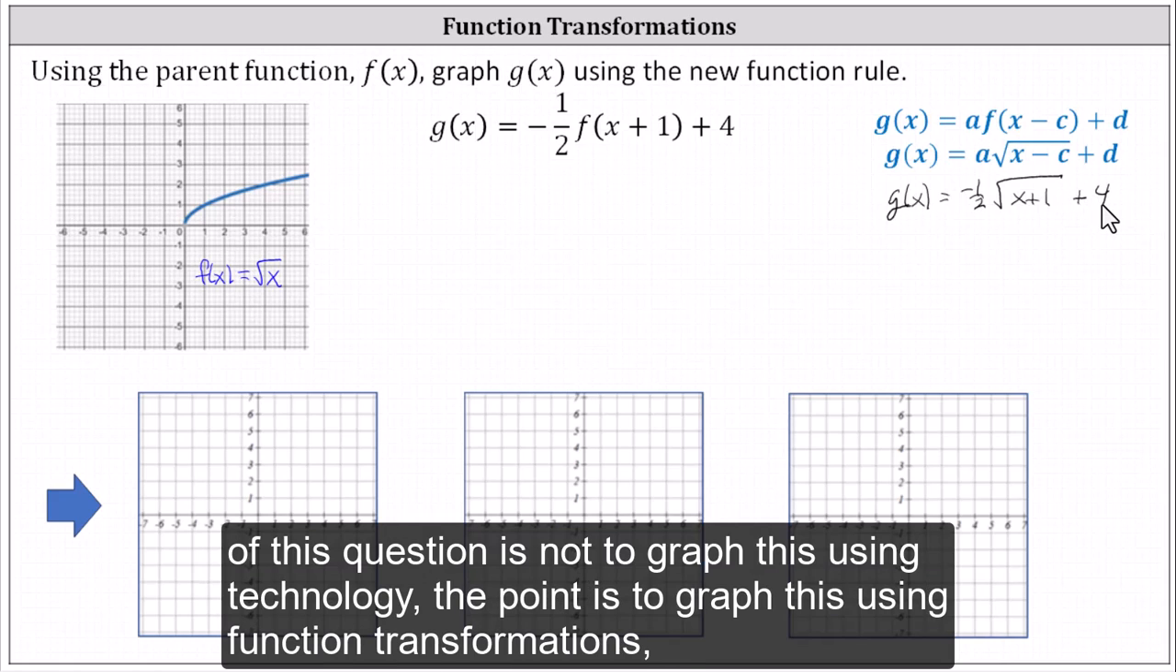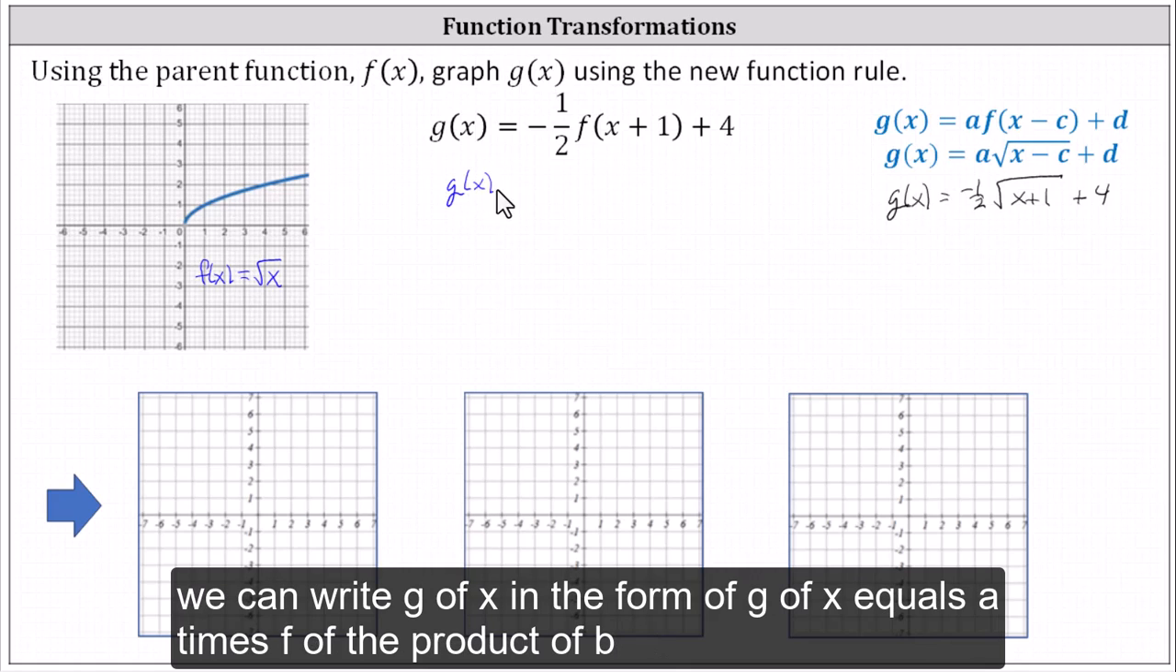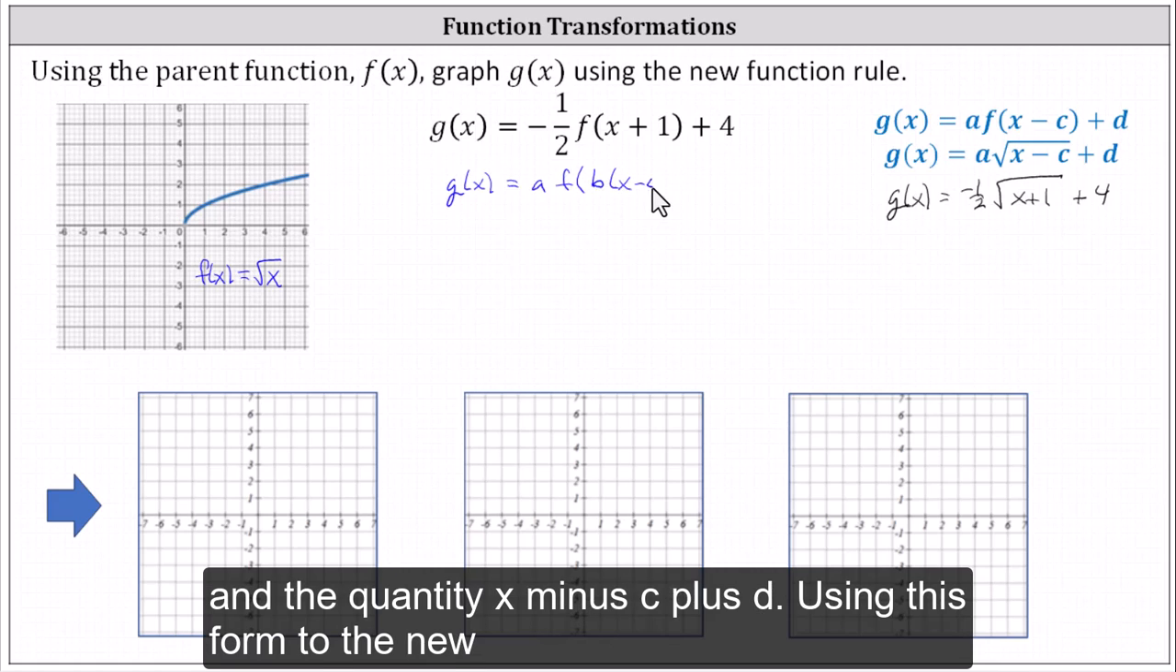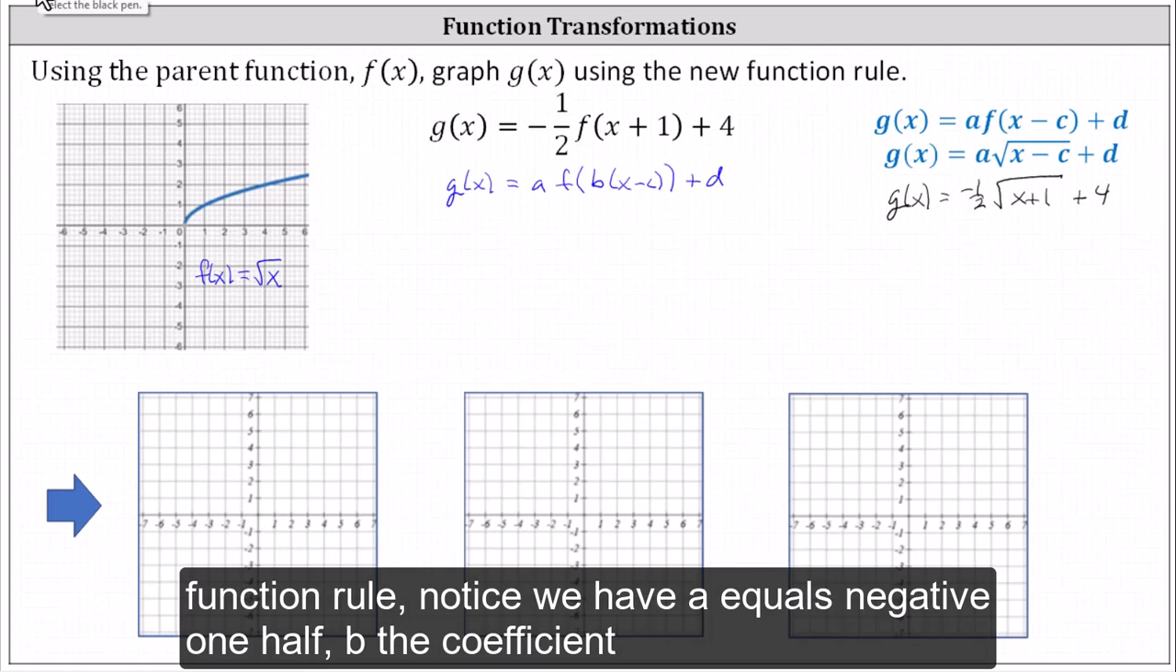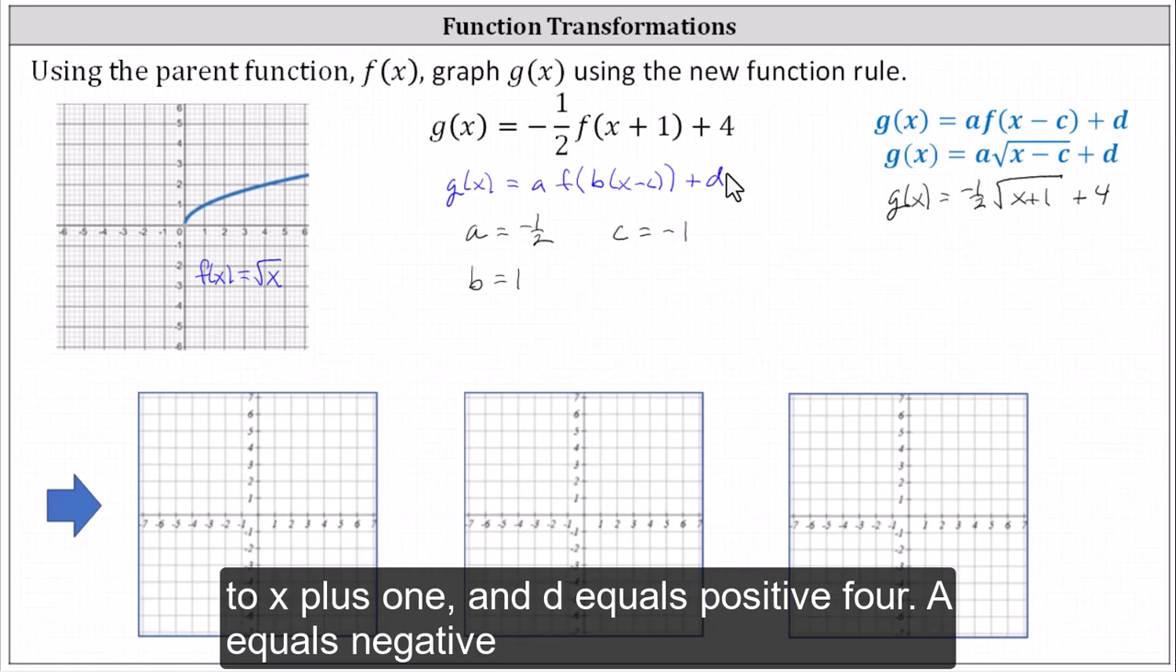However, the point of this question is not to graph this using technology. The point is to graph this using function transformations, which is what we will focus on. Recall if g of x is a transformation of f of x, we can write g of x in the form of g of x equals a times f of the product of b and the quantity x minus c plus d. Comparing this form to the new function rule, notice we have a equals -1/2, b, the coefficient of x, is 1, c is -1 because x minus -1 simplifies to x plus 1, and d equals +4.